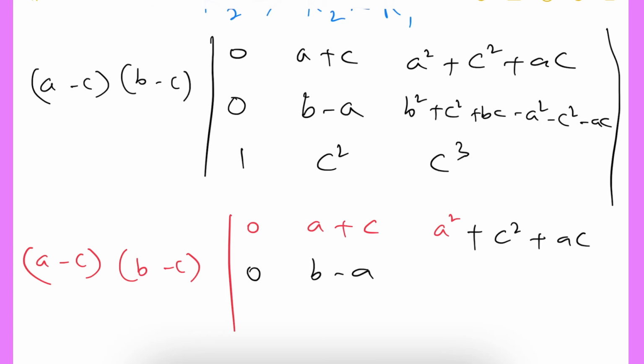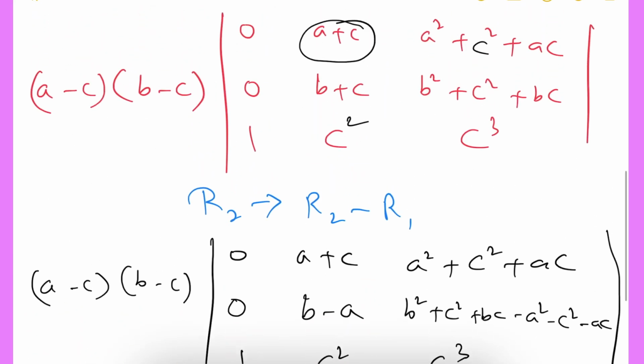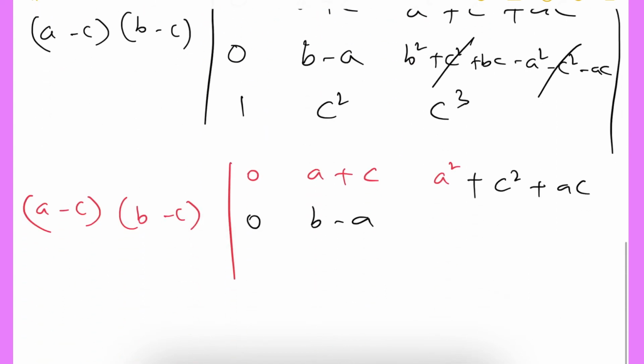Next 0 as it is, b minus a as it is, then comes, any cancellation is possible in this? Plus c square minus c square cancel, so we remain with b square plus bc minus a square minus ac. Then third as it is 1 c square c cube.